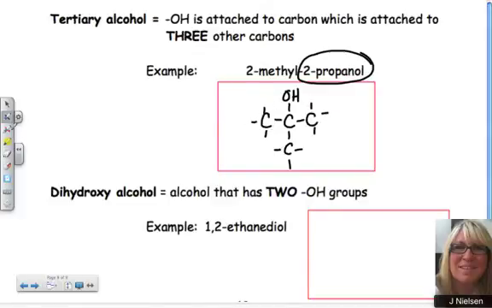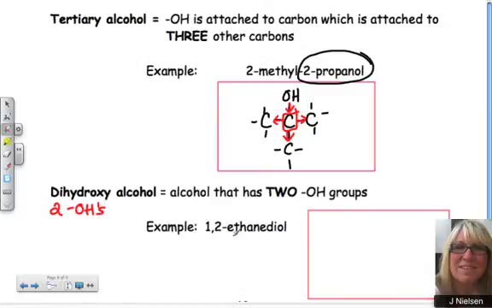So what makes this tertiary is that the OH is attached to a C, and that C is attached to 3 other carbons. So that's alcohols with one OH group that can be classified as either a primary, secondary, or tertiary alcohol. Let's move on to dihydroxy alcohols. Di meaning 2, hydroxy referring to the OH group, so 2 OHs.